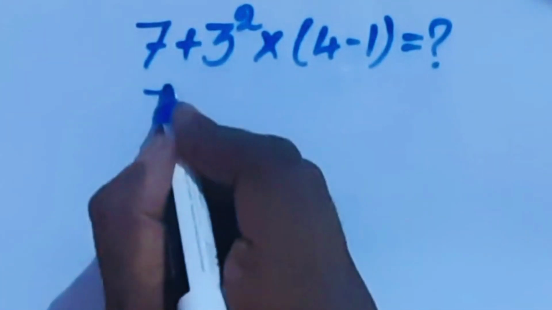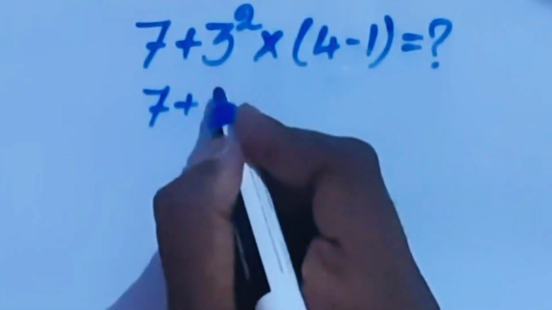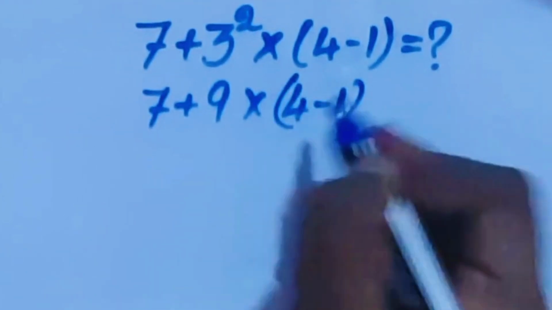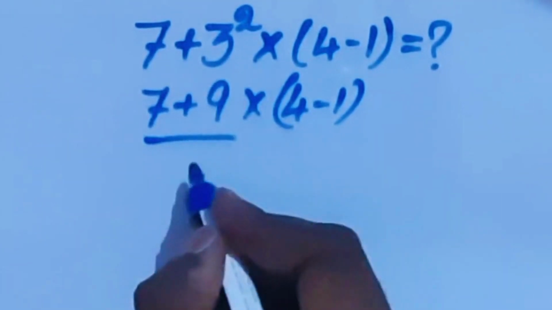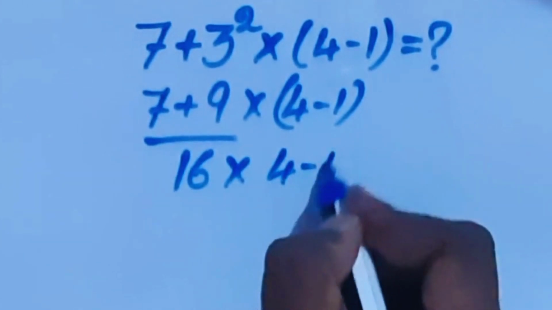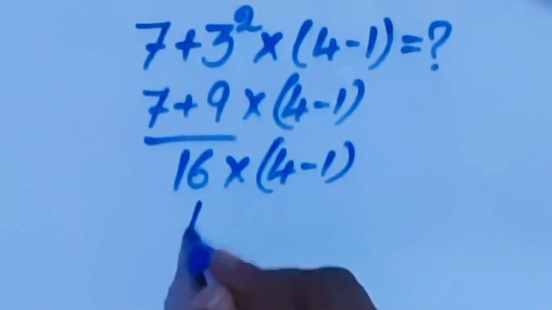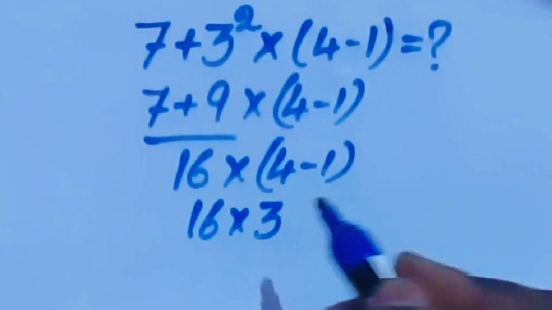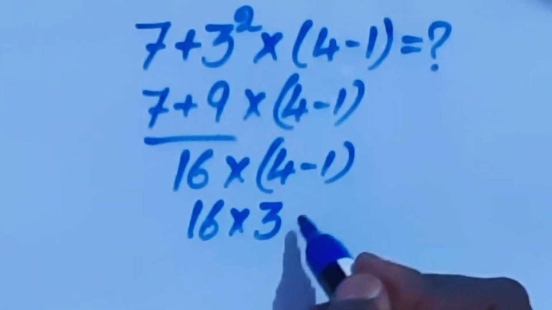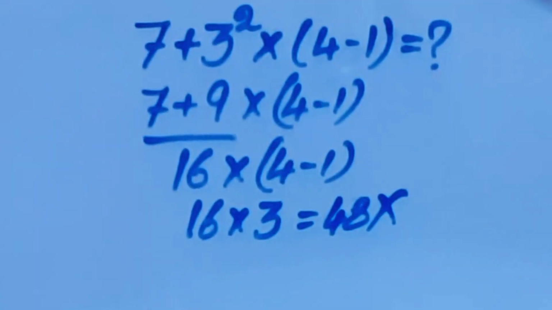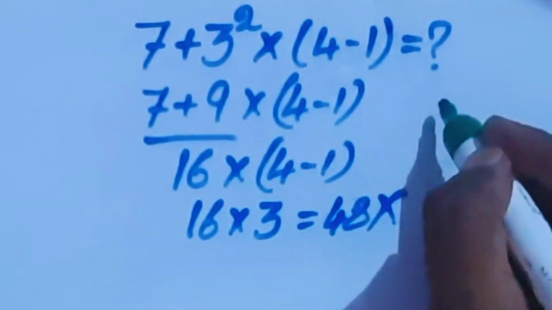Hi guys, here is 7 plus 3 squared is 9 times (4 minus 1) in bracket. Here 7 plus 9 is 16 times (4 minus 1) in bracket. Here 16 times 4 minus 1 is 3. Here 16 times 3 is 48, which is the wrong answer. As per the order of operations, this 48 is the wrong answer.